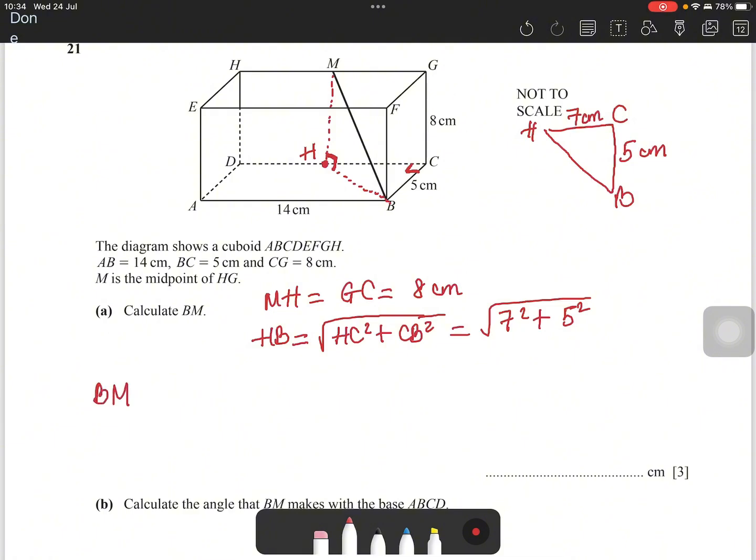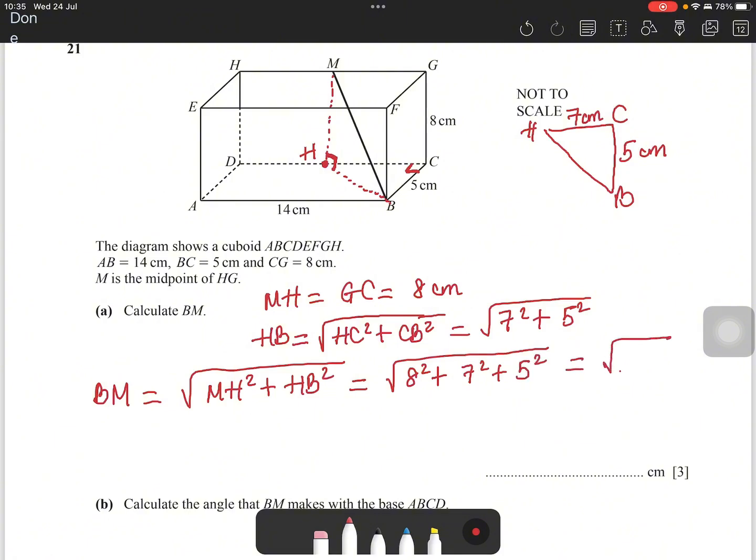Now let's find the length of BM. BM is the hypotenuse of the right angle triangle MHB. So it is equal to the square root of MH squared plus HB squared. MH squared is 8 squared plus HB squared is 7 squared plus 5 squared. And the answer for this is the square root of 138, which is 11.7 centimeters.